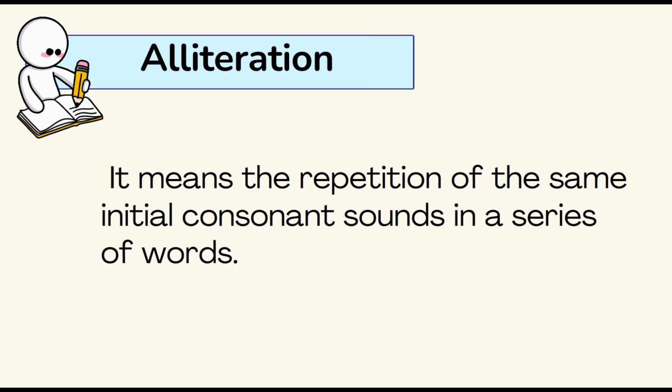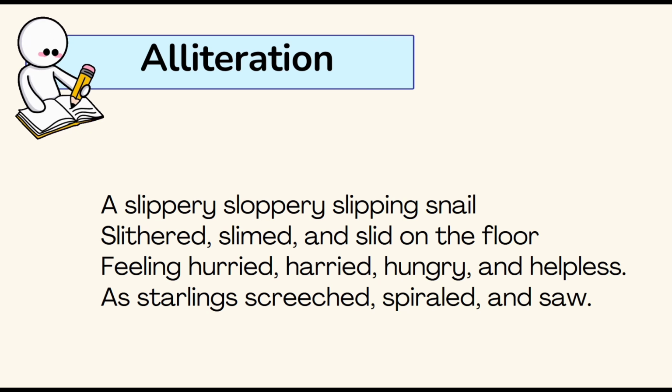Another literary device is alliteration. It means the repetition of the same initial consonant sounds in a series of words. Example, a slippery, slippery, slipping snail, slithered, slimed, and slid on the floor, feeling hurried, harried, hungry, and helpless. A starling screeched, spiraled, and saw.